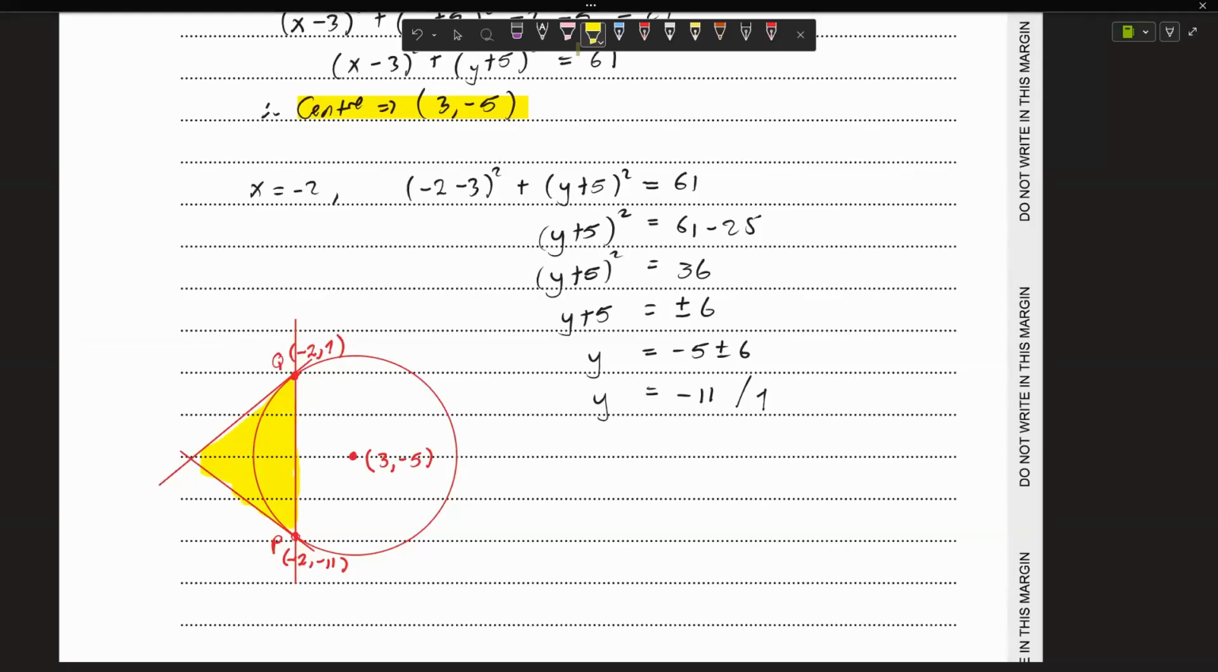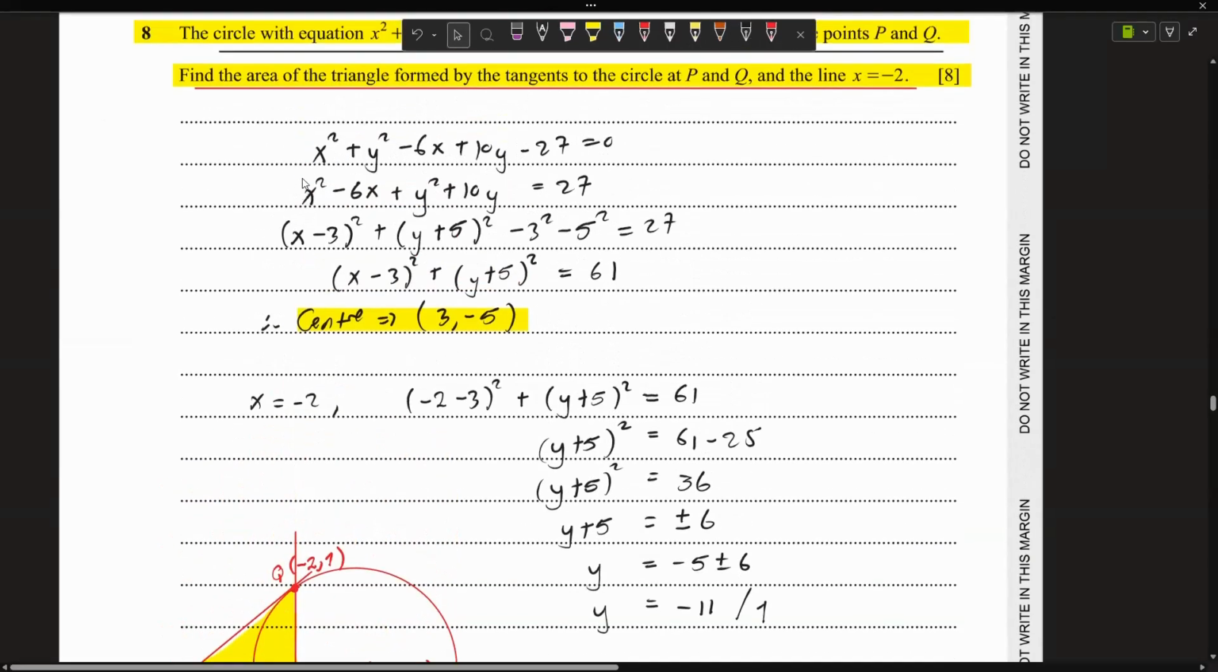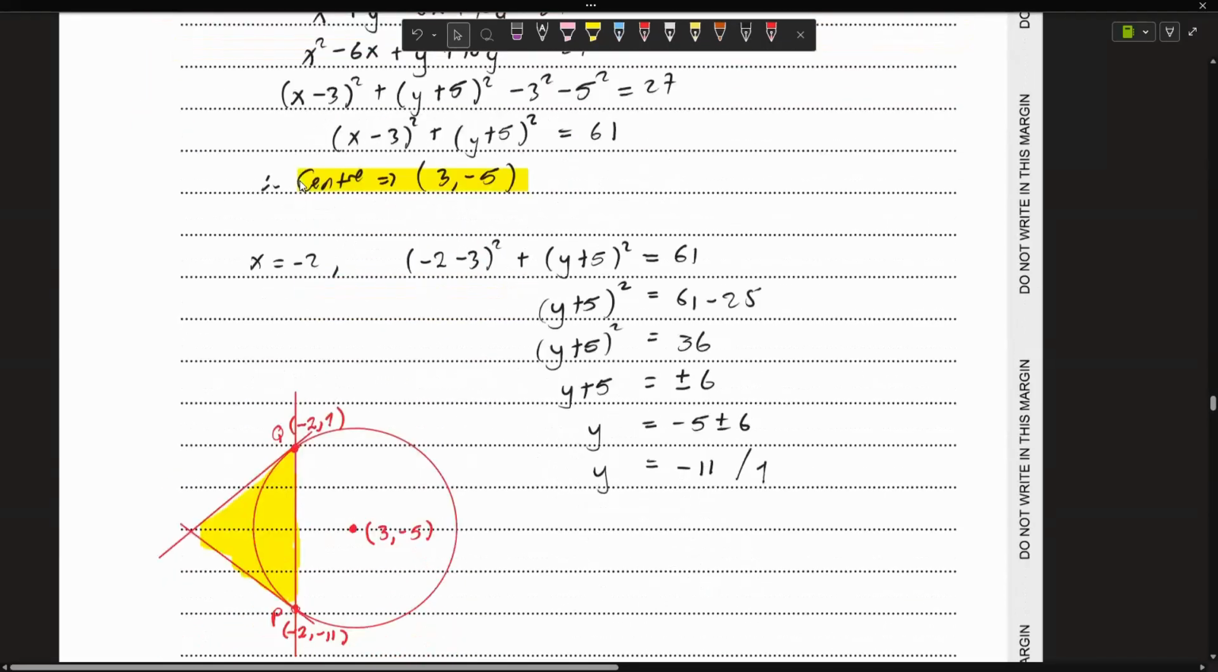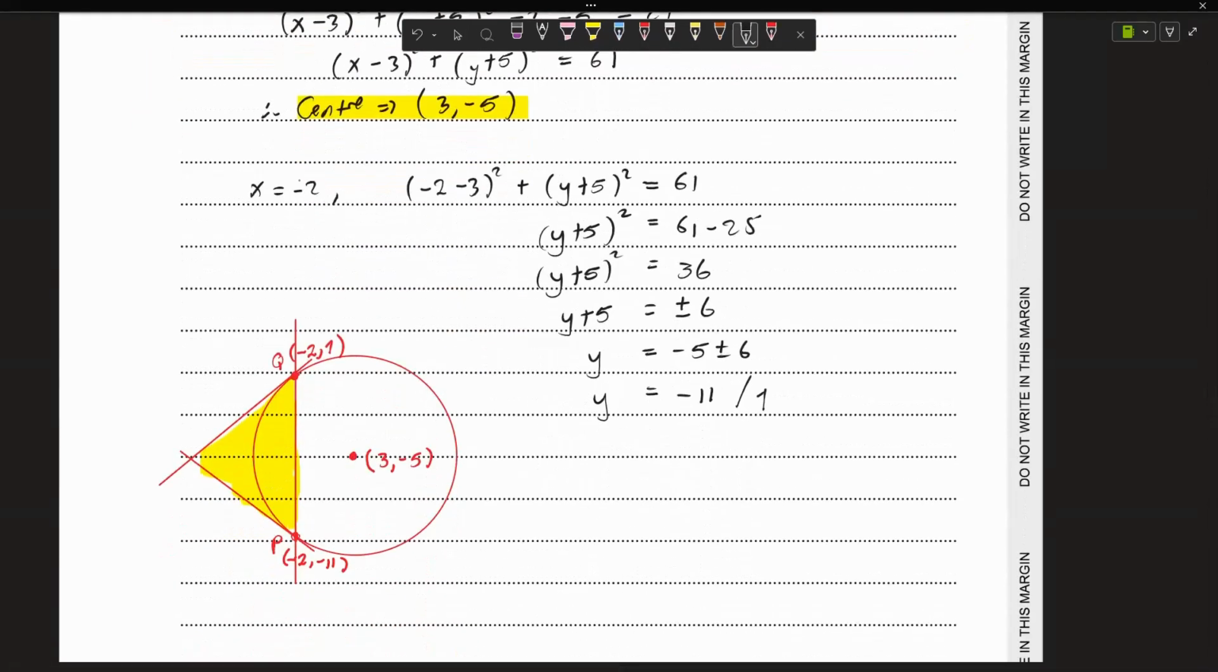All right, so in order for us to find the area of this triangle, that's what they want, right? Find the area of the triangle formed. We might need to find the point of intersection of the two tangents. And how are we going to find this?